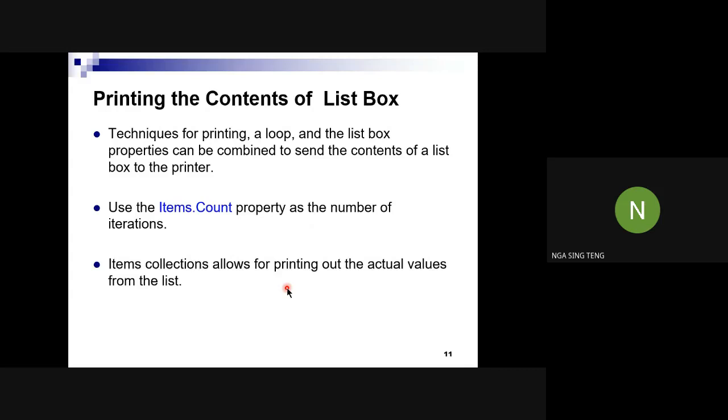We enhance the functions of a particular form a bit to print whatever they have selected and put inside the list box. So you can use the item count. You must use the item count here to count how many are listed in the list box, and then only later you print it out. So item collections allow for printing out the actual values from the list.